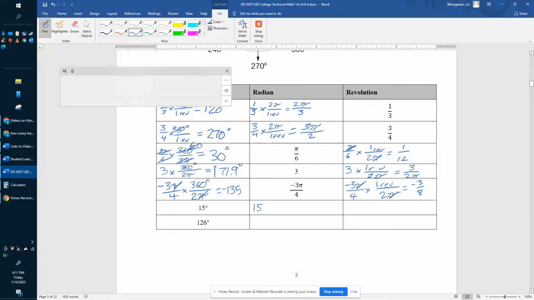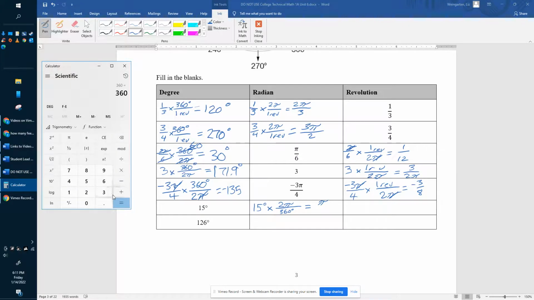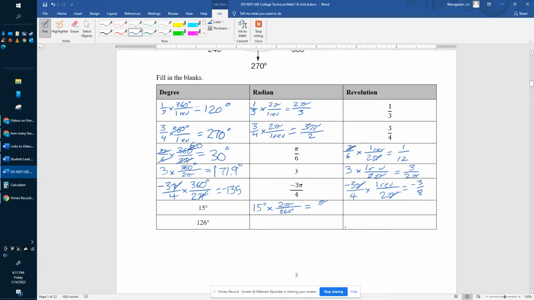All right, now we're going to convert from degrees to radians and revolutions. So 15 degrees times 2 pi, because we're converting to radians, 2 pi radians over 360 degrees. So let's see what we get. We'll have 30 over 360. Wait a minute, not pi over 6. 30 over 360 is pi over 12.